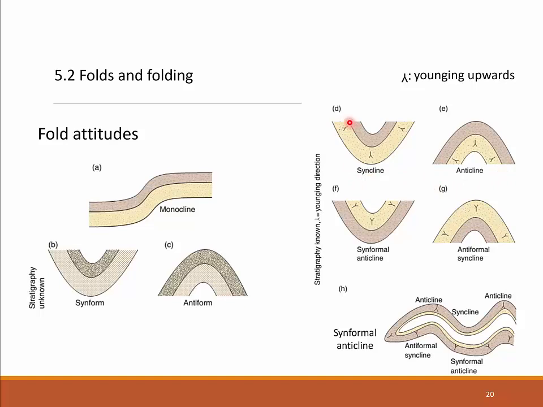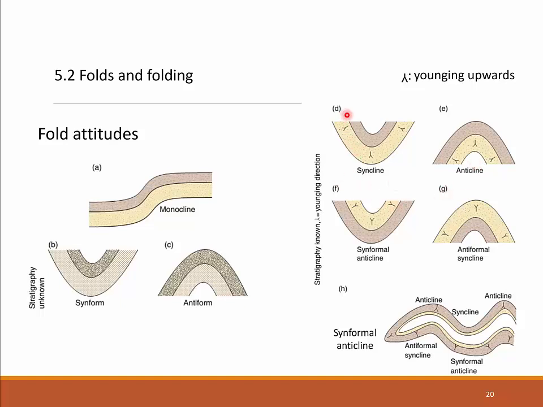Synclines are always convex towards the older layers, as we see here. We have here this symbol that indicates the younging direction. Here clearly the younger layer is on the concave side of the older layer, and the older layer is on the convex side of the younger layer. In an anticline that would be just the other way around. We see here the convex side points towards the younger layers, the younging direction is upwards here in this orientation.